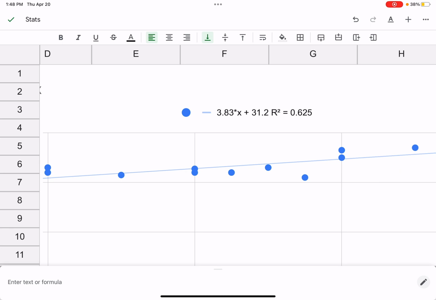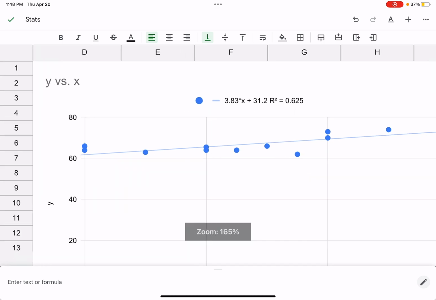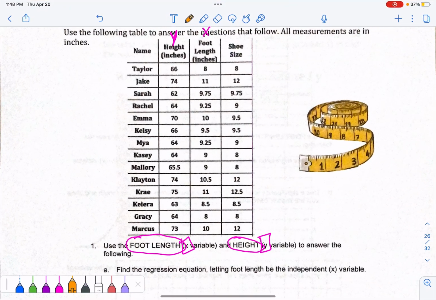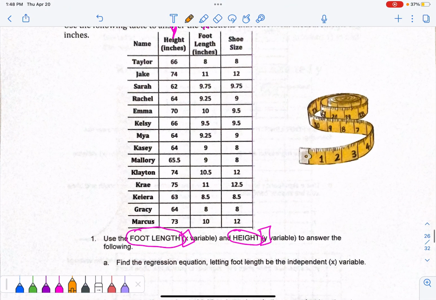And again, that's R squared. So that means that 62% of our data is following that linear trend, which is decent. It's okay. We'll find out here in just a second what R is specifically, but I'm going to take that equation and transfer it back over to our Google Sheet here to find the regression equation, okay?